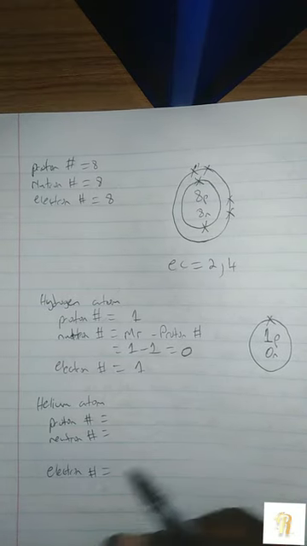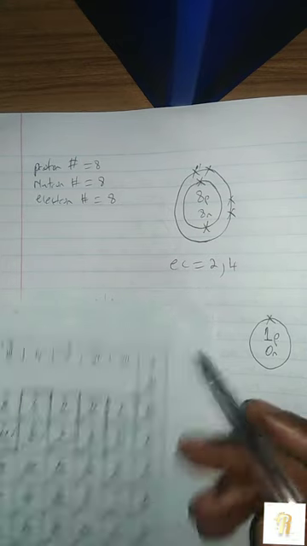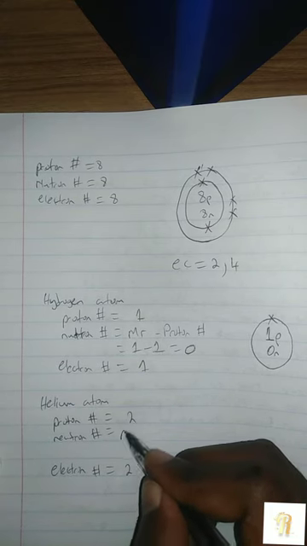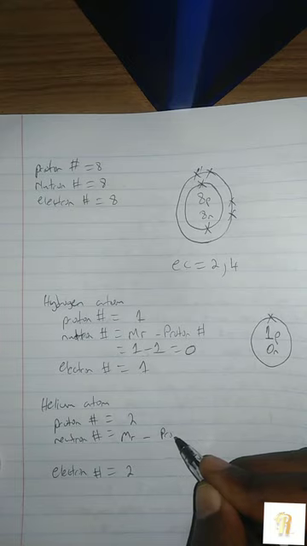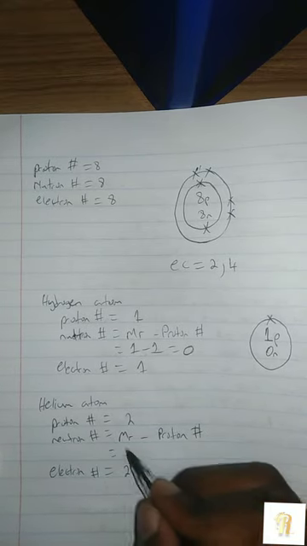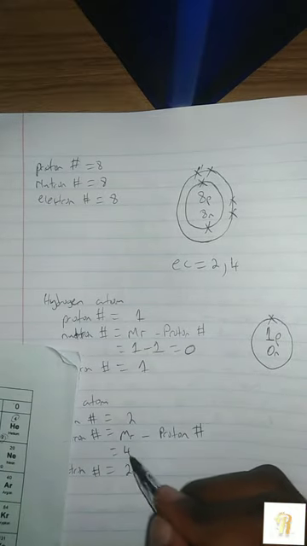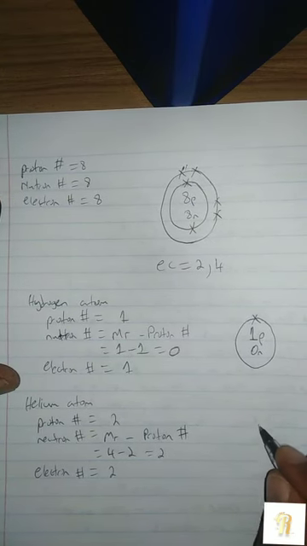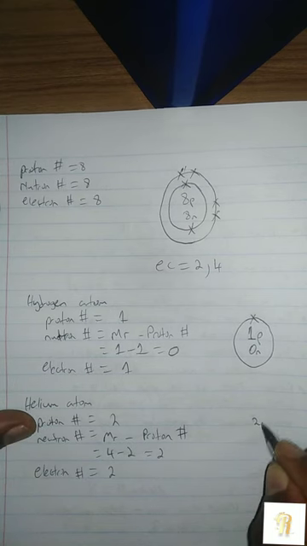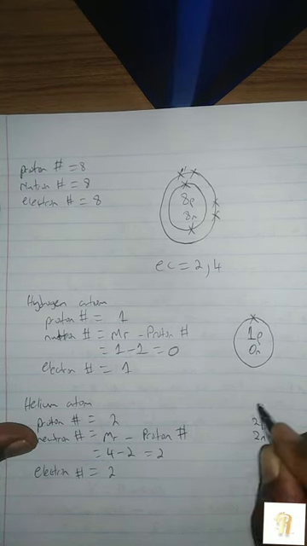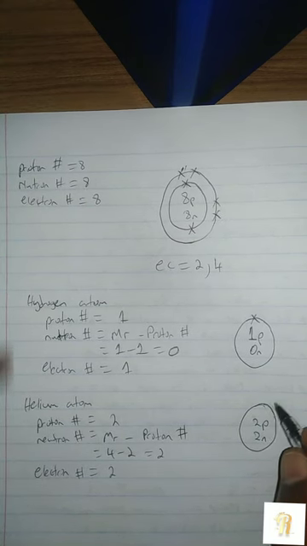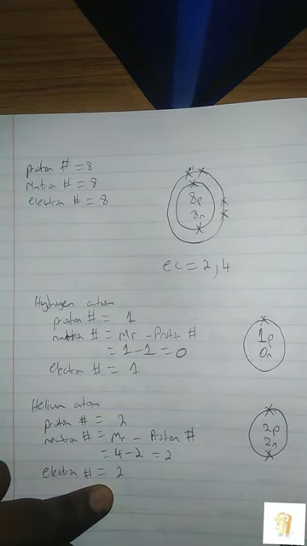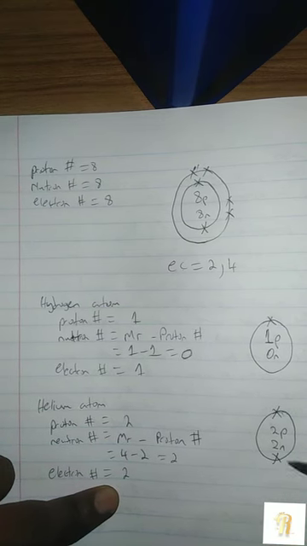Right? Our proton number of helium is 2. So if our proton number is 2, our electron number is 2. What about our neutron number? Our neutron number is equal to relative atomic mass minus proton number. Our relative atomic mass of helium is 4. 4 minus 2 is equal to 2. Our neutron number is 2. Now let's draw the helium atom. We have 2 protons, we have 2 neutrons. In our first shell, we have 2 electrons, 1, 2. Now our shell is filled and it only has 2 electrons.